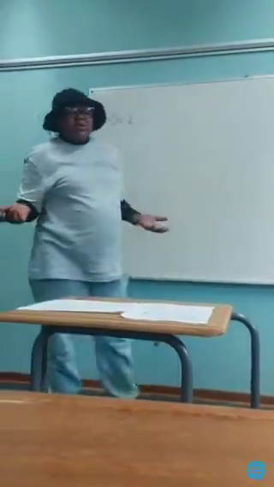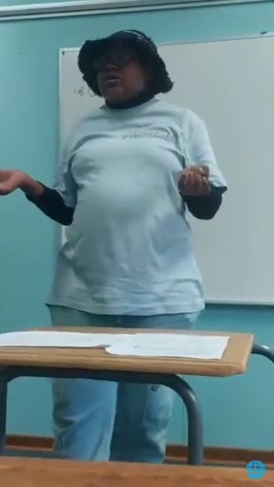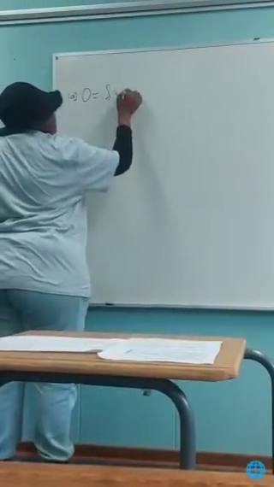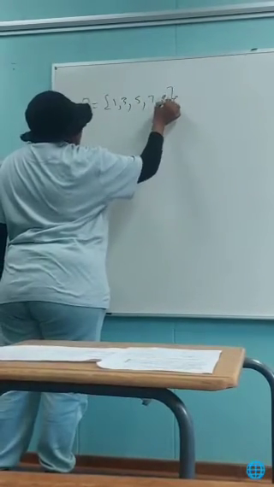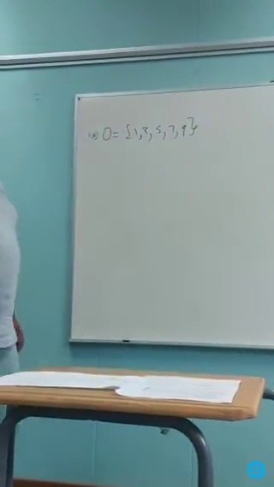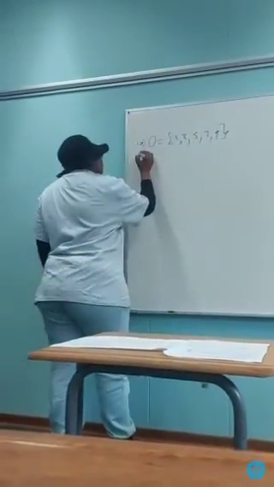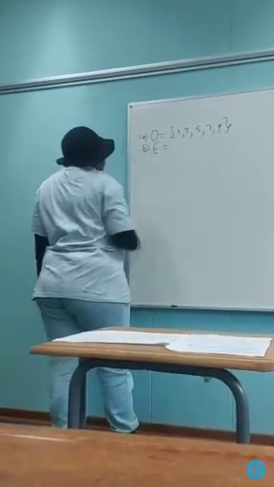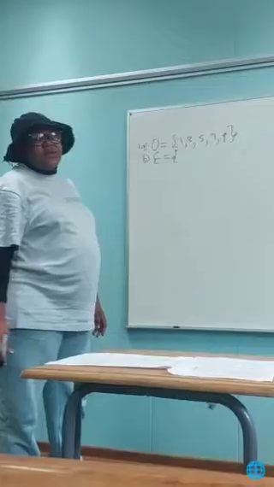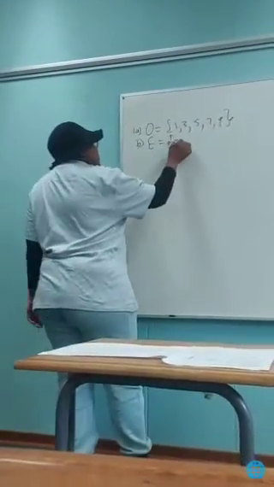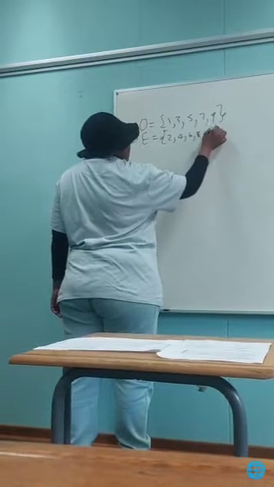So what are the odd numbers? We have 1 to 10. What are the odd numbers? 1, 3, 5, 7, 9. These are our odd numbers. For B, we use the letter E to represent what? Even numbers. What are the even numbers? 2, 4, 6, 8, and 10.